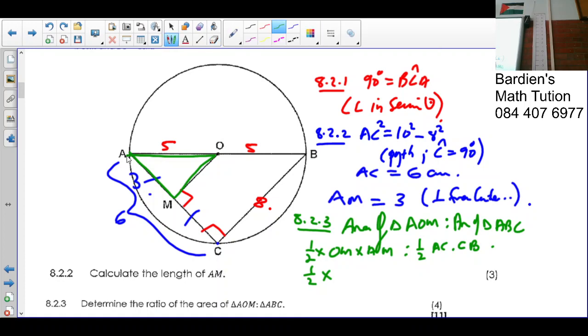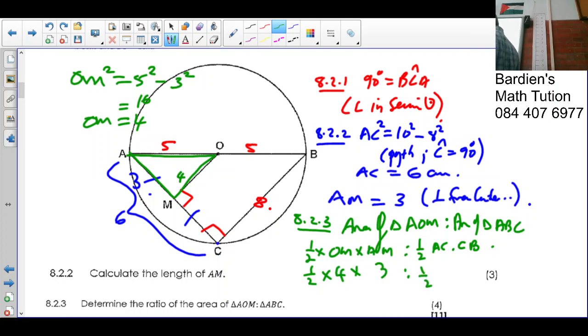So I can use my Pythagoras to calculate OM. So OM squared is equal to 5 squared minus 3 squared, which is 25 minus 9, which is 16. The square root thereof is going to give you 4. So that is OM is 4, AM is 3, over half of AC, 6, times CB, which is 8.